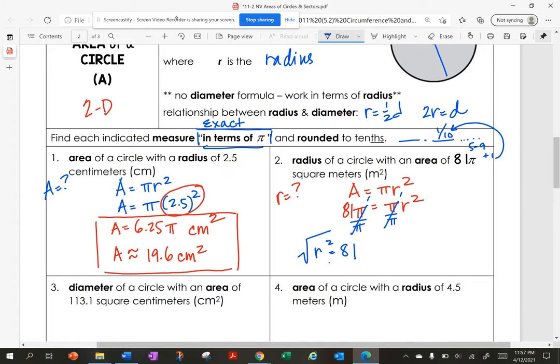So I'm going to take the square root of both sides. So I get r equals 9. And my units are meters. So radius is one-dimensional. Area is two-dimensional.